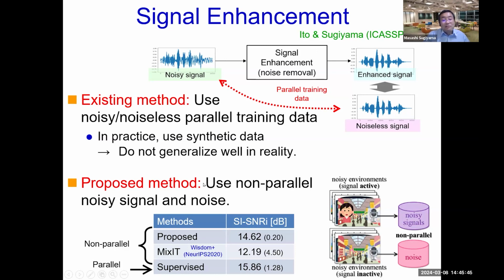But if we apply PU classification, then we don't need parallel training data, but we just need two sets of samples: positives and negatives, or positives and unlabeled.